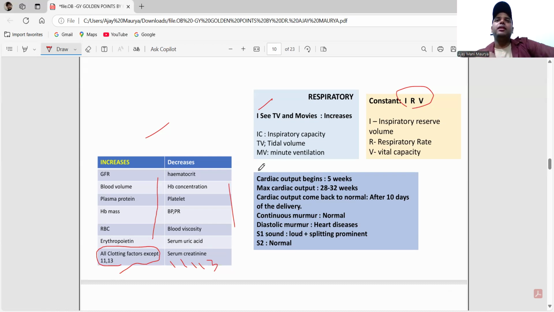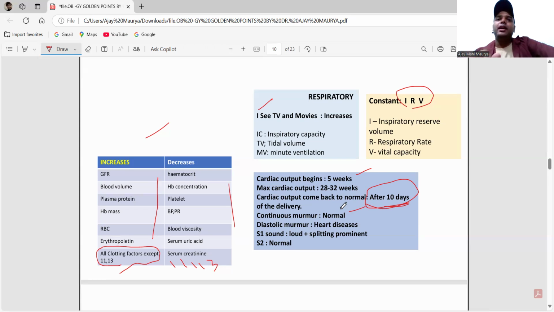Okay, now remember here, guys, cardiac output begins at 5 weeks. Maximum cardiac output is at 28 to 32 weeks. Cardiac output comes back to normal after 10 days of delivery. Remember here, after 10 days of delivery. A continuous murmur is normal. If there is a diastolic murmur, it is going to be heart disease.